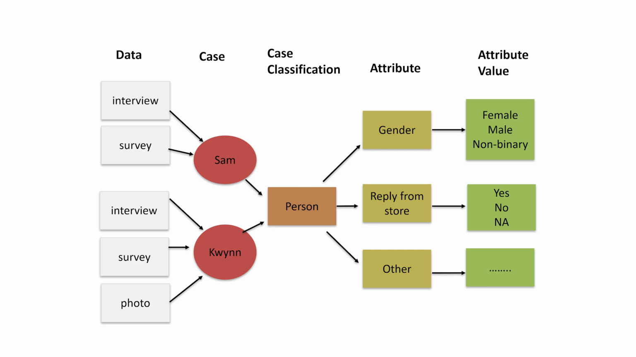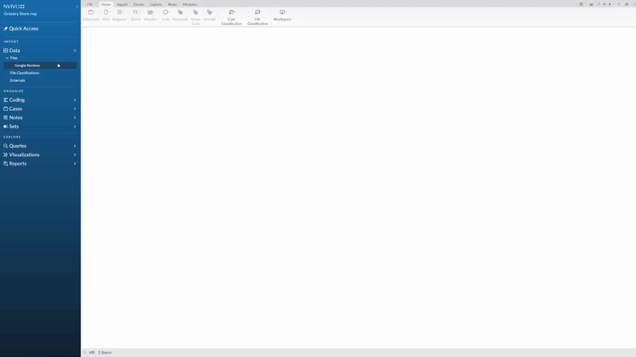Each classification can have attributes, characteristics you want to track. For this video series, we'll use 2 attributes for person: gender, and whether they received a reply. You might track other attributes in your project, like year of study or residency status. Let's switch back to NVivo and start creating our cases.